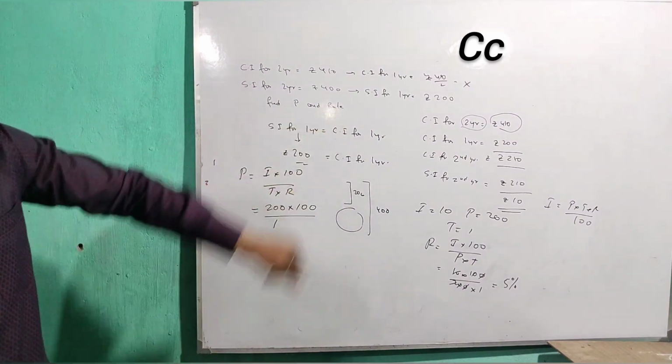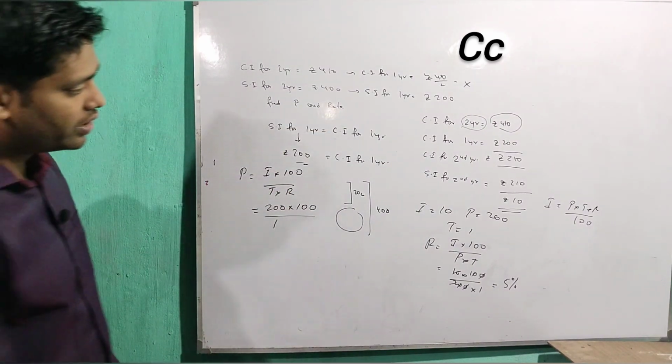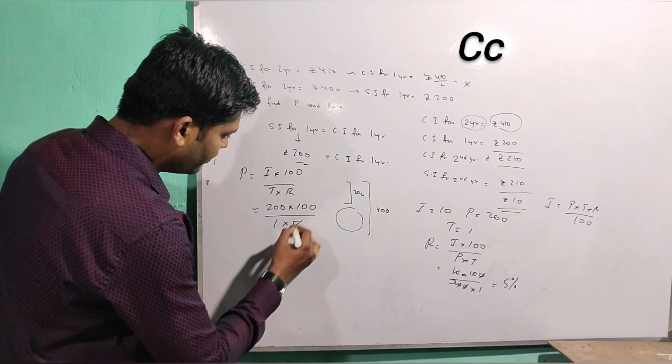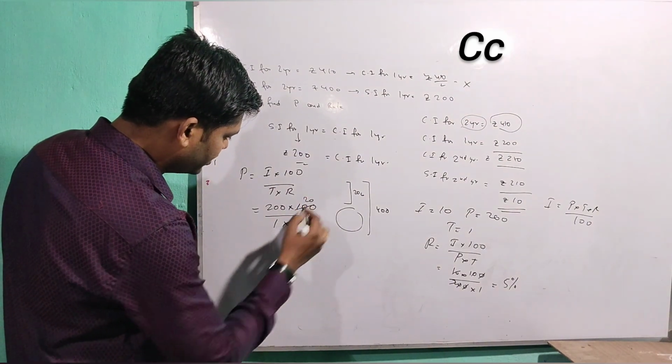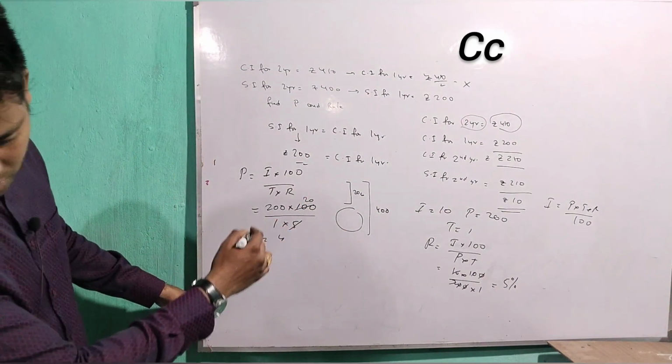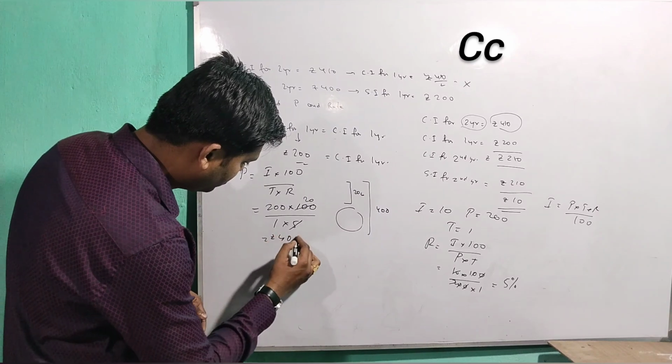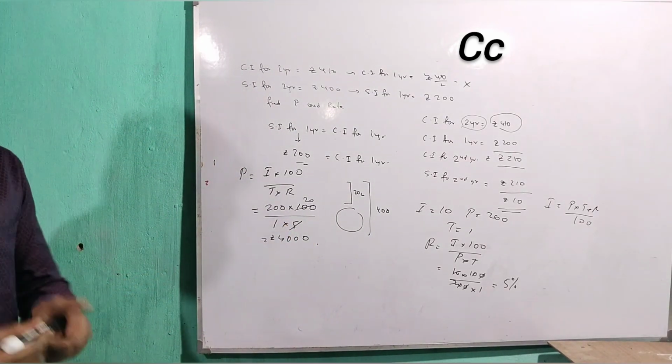For 2 years is 400, for 1 year is 200. Okay, and the rate of interest, we got the rate of interest 5%. 5, how much? 520 just. So it will be 4,000, I think. Rupees 4,000. So one more time.